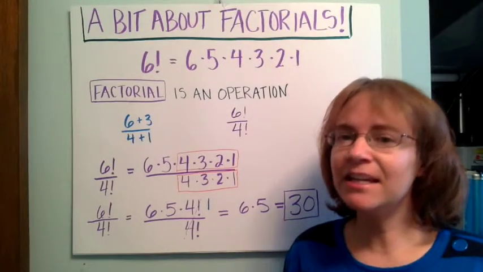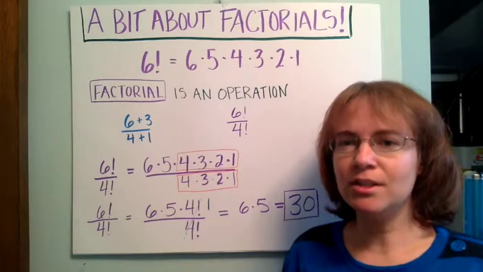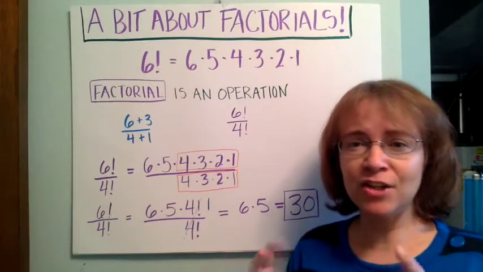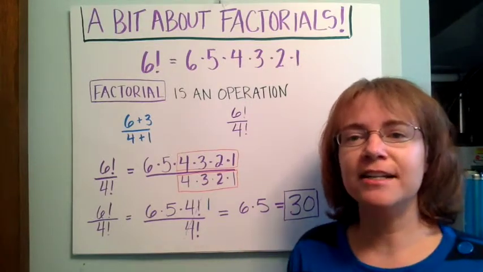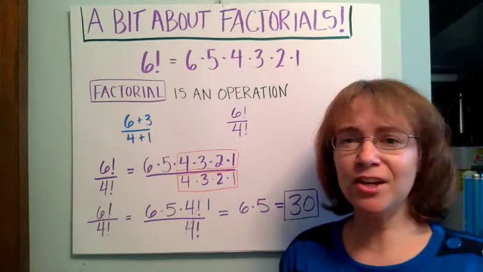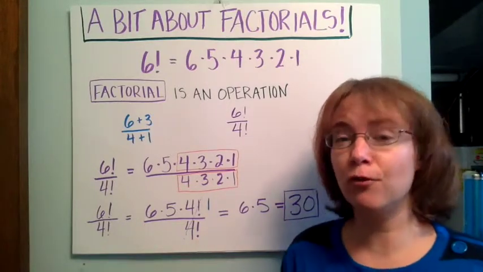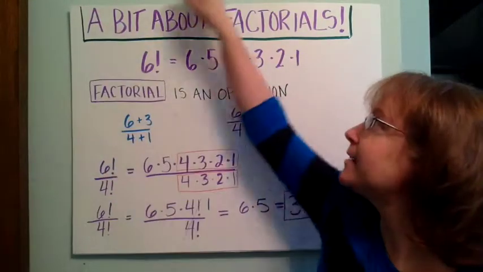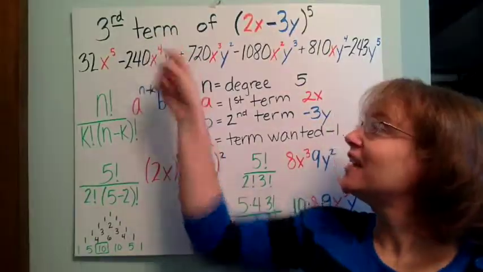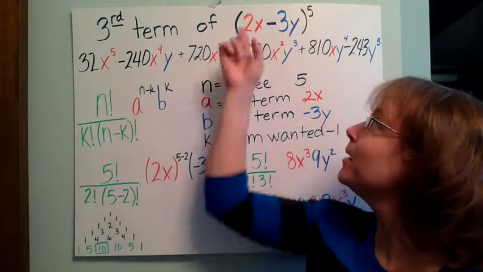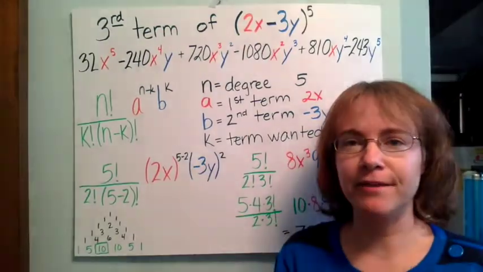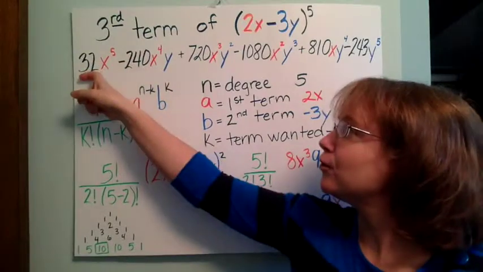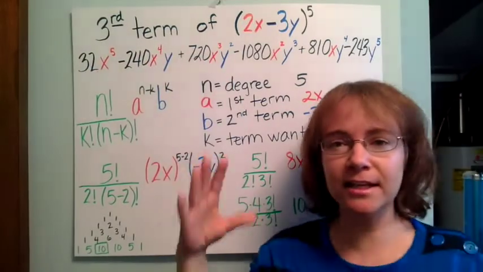Well, there's an even easier way to use the binomial theorem and that expansion to find a specific term. Like say you didn't want the whole expansion, you only wanted the 4th term or the 5th term. There's an easier way than even using Pascal's triangle. Say you wanted to find the 3rd term of 2x minus 3y to the 5th power. Well, we already know the 3rd term, 1, 2, 3, because we did the expansion.